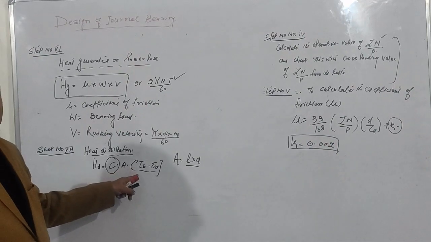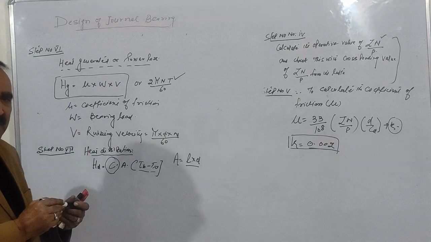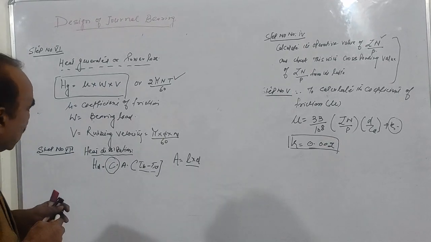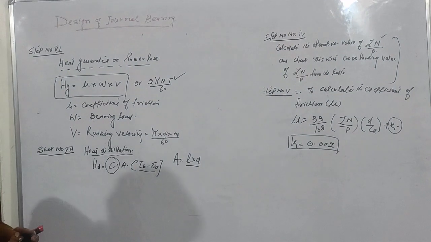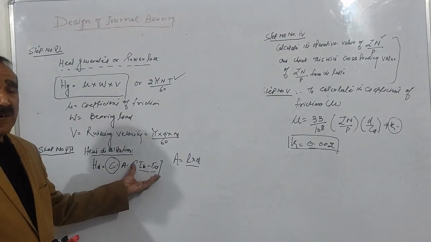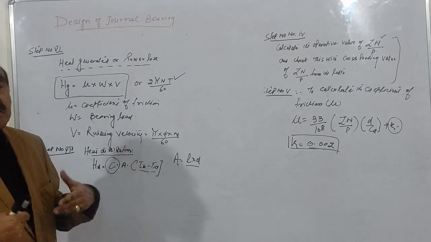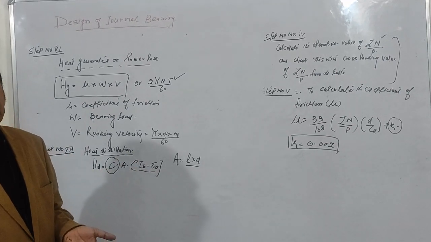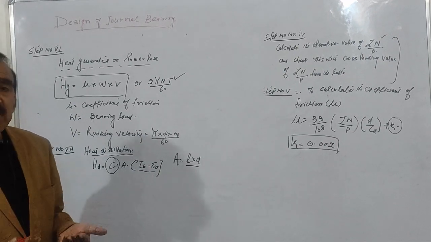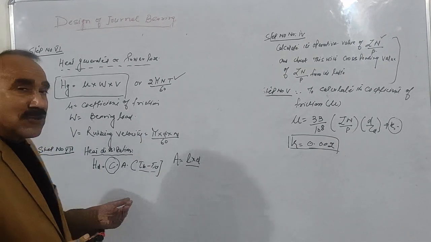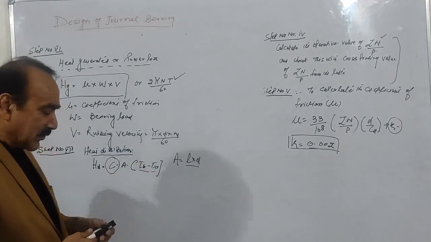And TB is the temperature of the bearing surface. This TB minus TA is also a very important formula. Sometimes you want to calculate TB minus TA, but it is not given to you. The temperature of the oil is given, the temperature of the surroundings is given. Then you can calculate TB minus TA also by using this relation.